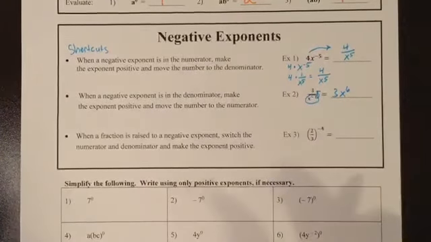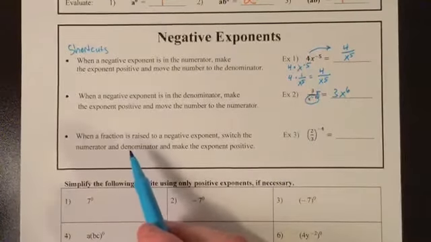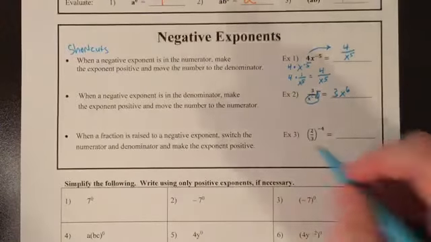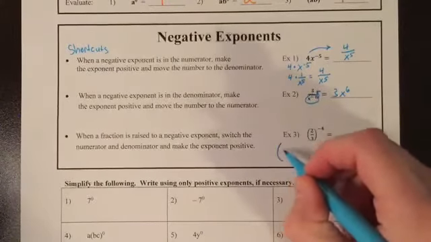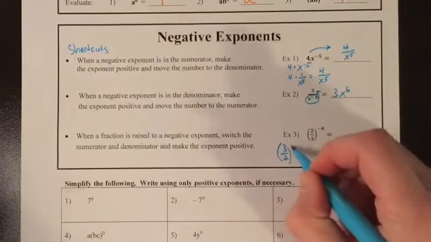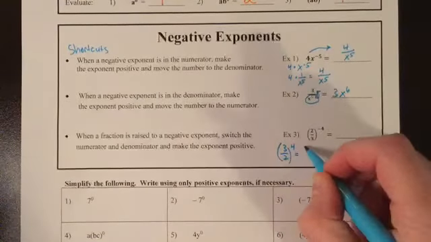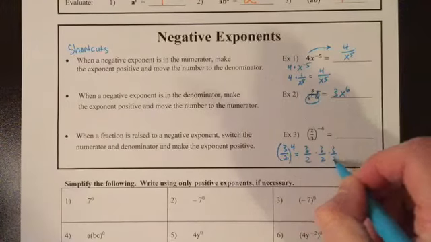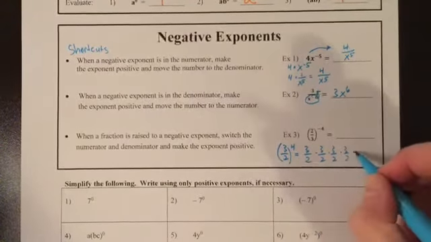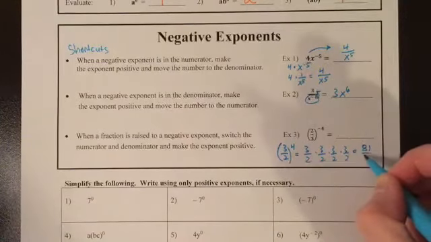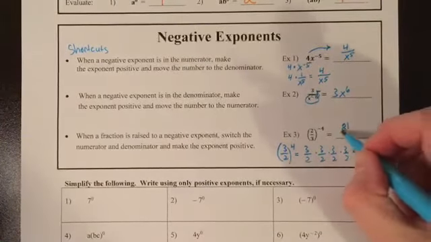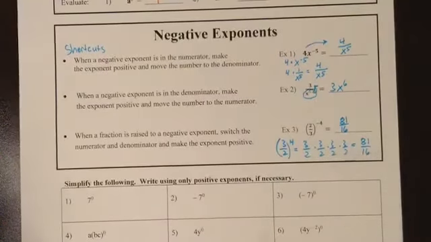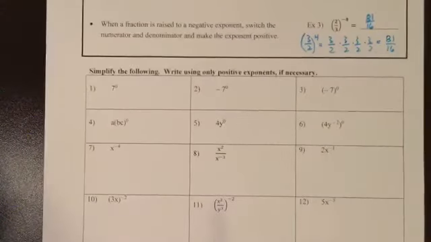It doesn't have a negative exponent. Okay. When a fraction is raised to a negative exponent, switch the numerator and denominator, make the exponent positive. So that's going to make that 3 over 2 to the 4th. And then let's simplify it. So we expand it, 3 over 2 times 3 over 2 times 3 over 2 times 3 over 2, which is going to be 81 over 16. Excellent.